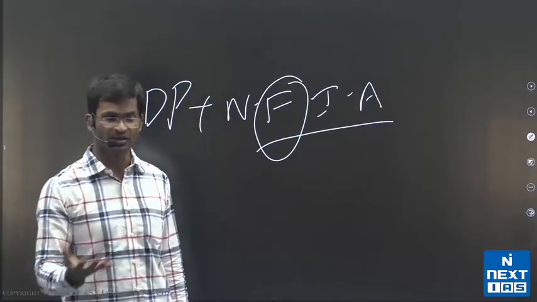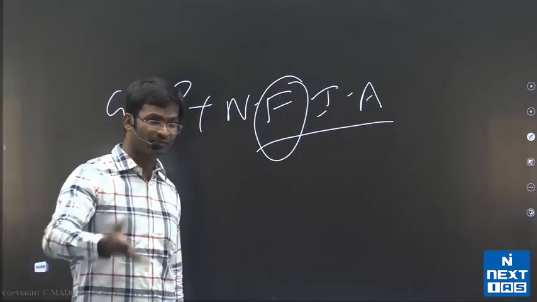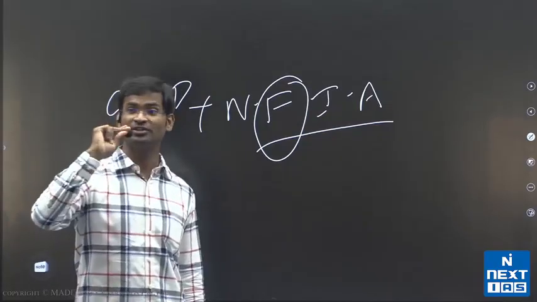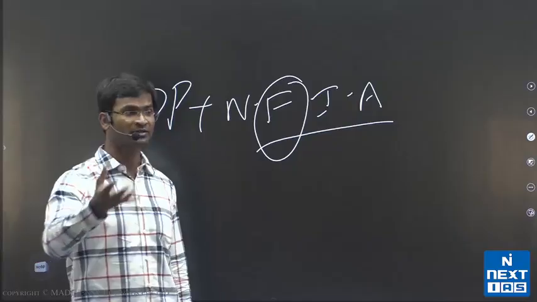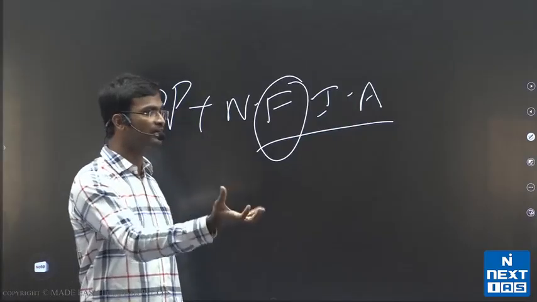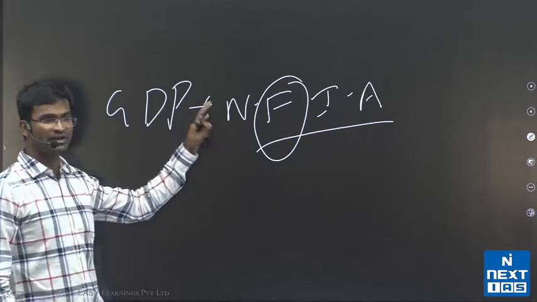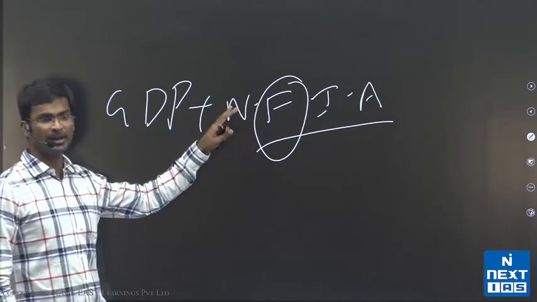But Reddy sir's brother went to America. He is running a factory there, he is running a company there. Is that income added to GNP or not? Yes, because that is a factor income. So what is GNP? GDP plus net factor income from abroad.